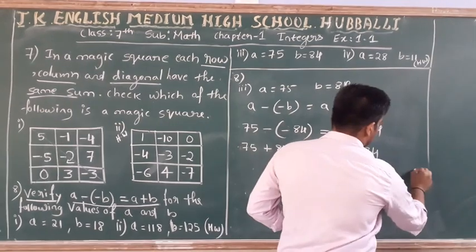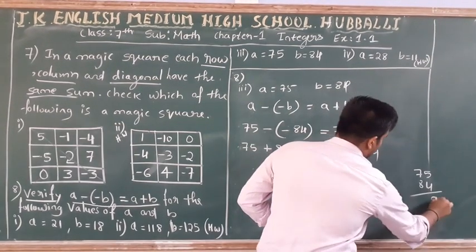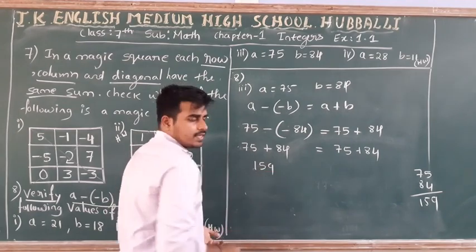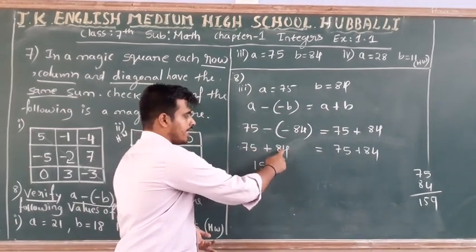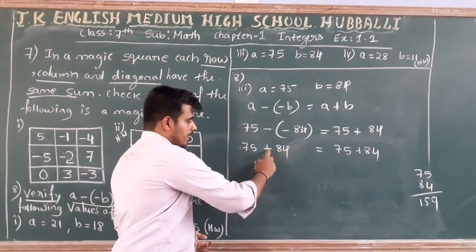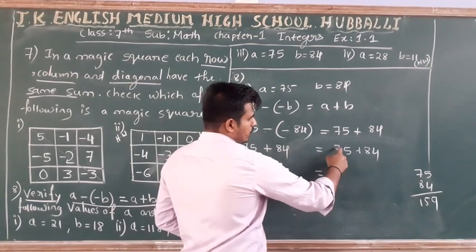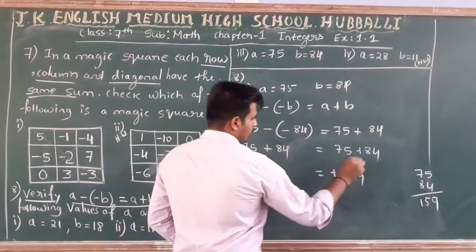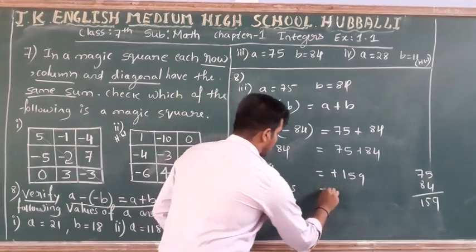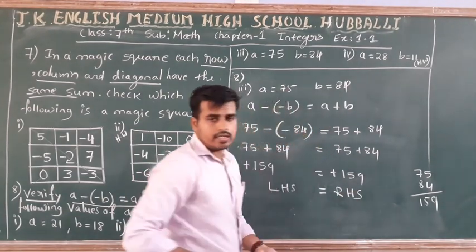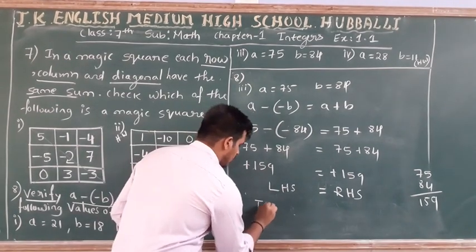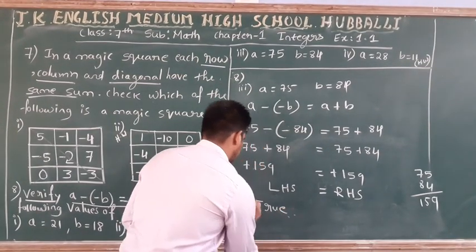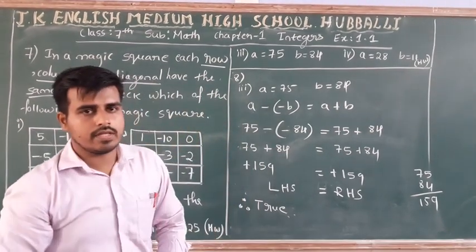75 plus 84. In rough, you can add 75 plus 84. 159. Which sign are you going to give? The greater number's sign. Among 75 and 84, the greater one is 84, its sign is plus. 159. Positive, positive. Add these two numbers. Again you are going to get the answer 159. Therefore, LHS, left hand side, is equal to right hand side, RHS. Therefore, it's true. These three dots mean therefore.